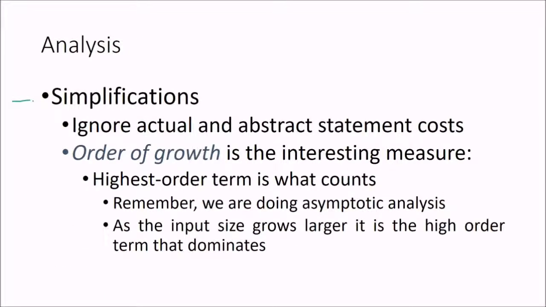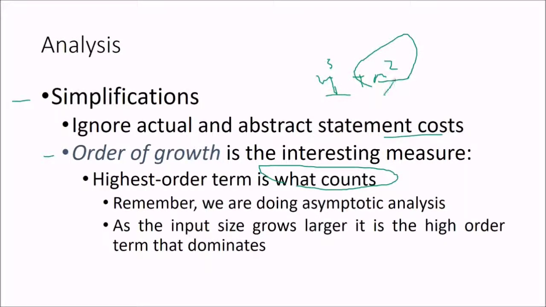So let us do some simplification. We ignore the actual statement cost and abstract it. The order of growth is the measure which governs our attention, so higher order terms are what count. The only thing that counts is the higher order term, not the others. If the running time is n cube plus n square plus anything else, we will not consider n square. It is already n cube. This is the highest order term. We are not concerned about n square anymore.